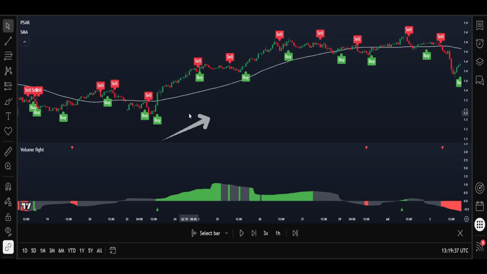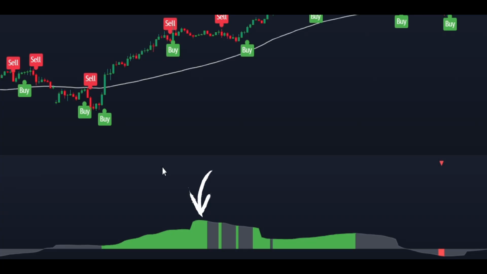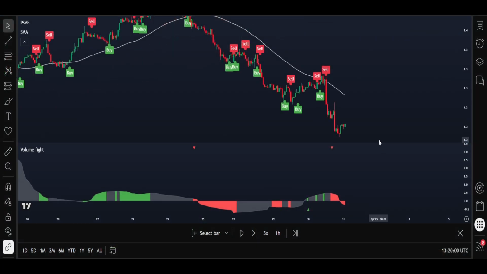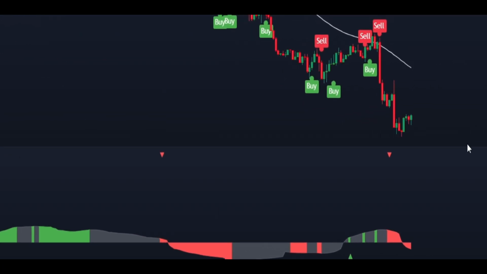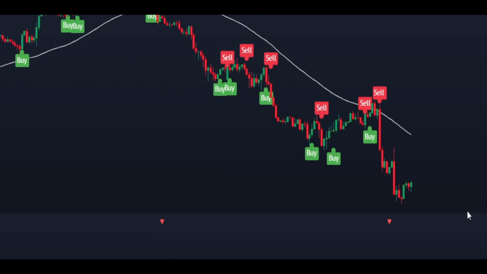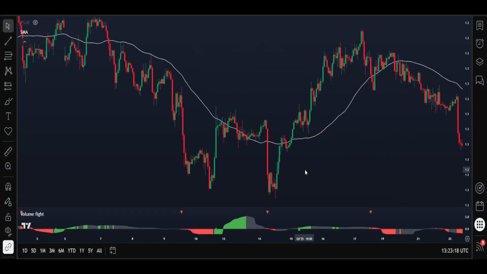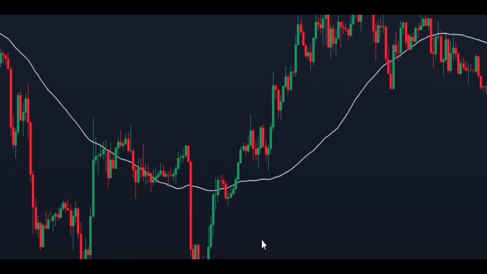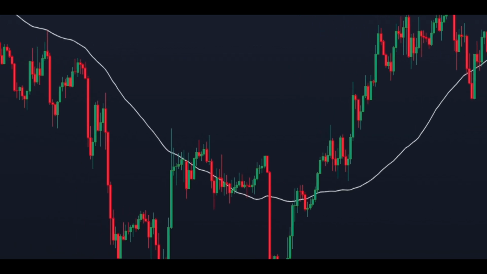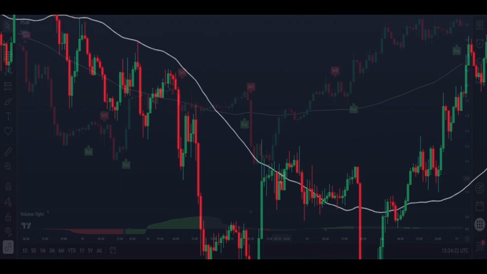Final recap. Volume fight is the participation gate. Go long only when dominance is green and above 0, and not in a gray zone. Go short only when dominance is red and below 0, and not in a gray zone. The 60-period moving average is the trend filter. Above it, we only look long. Below it, we only look short.